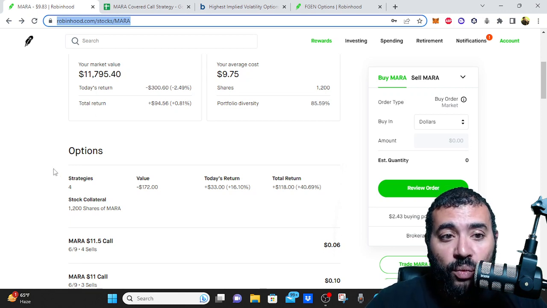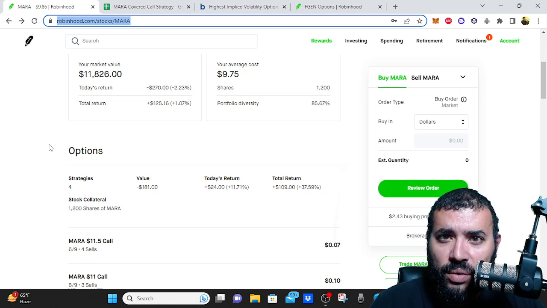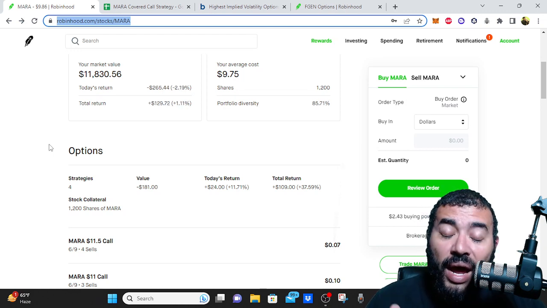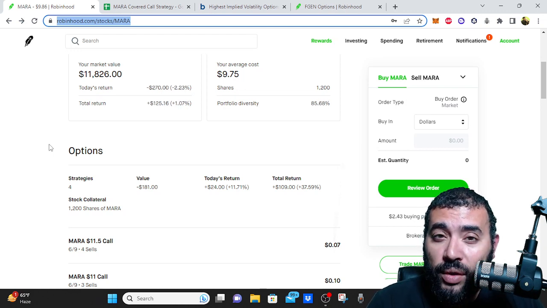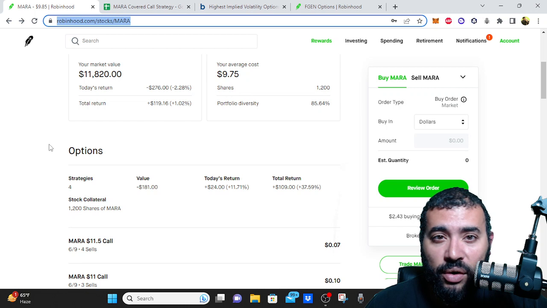Okay, so I started with 500 shares of Marathon Digital earlier this year. I think maybe around January or so, and I've just been building, rolling that in. I have also not just been rolling it in. I've also been putting something like $200 to $300 every week into buying more shares of Marathon Digital.